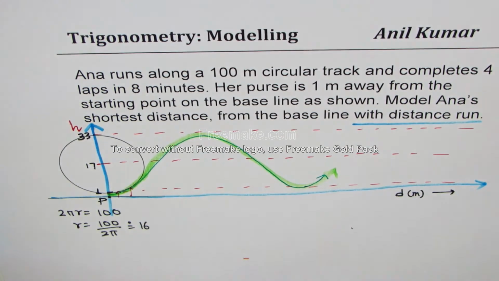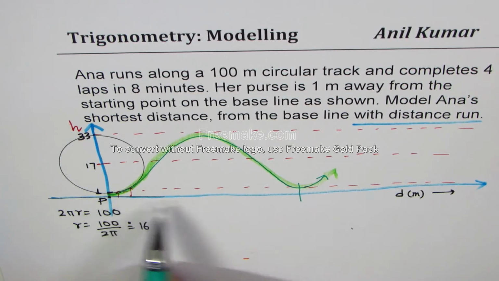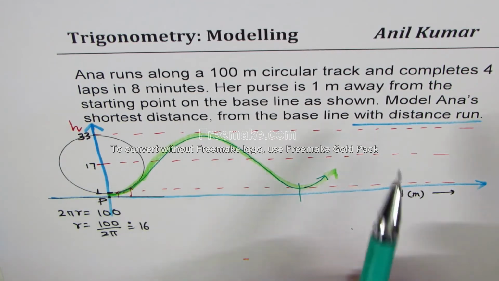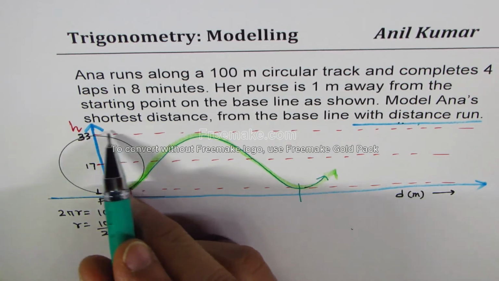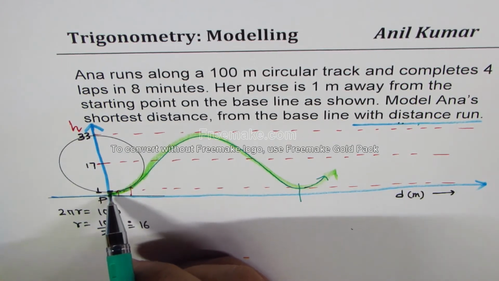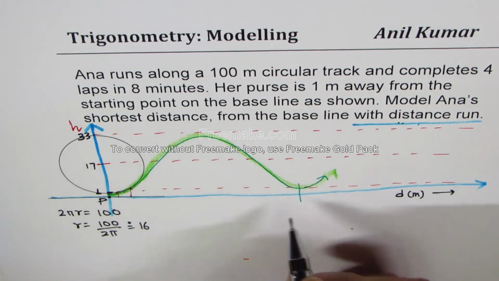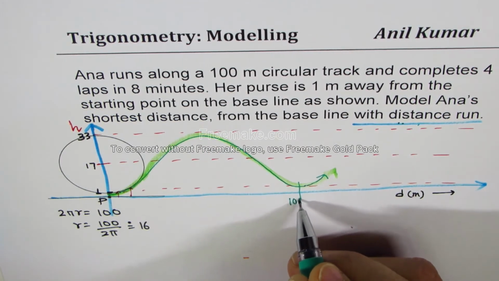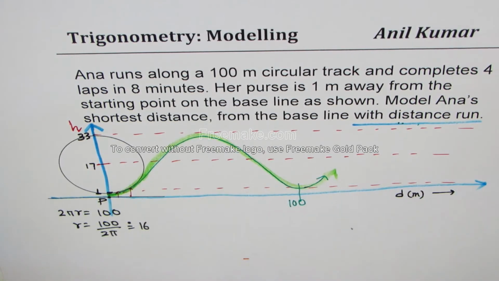Perfect, good job. Now the idea is, what is one cycle? Since we are talking about distance run, when will Anna return back to the starting point? That is what one cycle is. Clearly, after running 100 meters. So this will be 100. Do you understand? The distance for one full cycle is going to be 100. That is very important, correct?